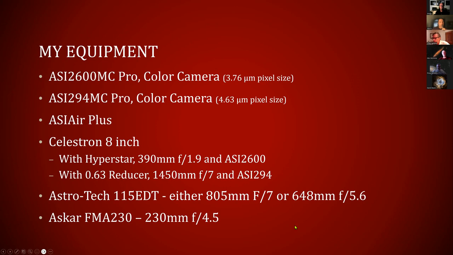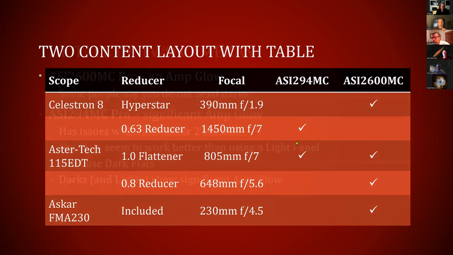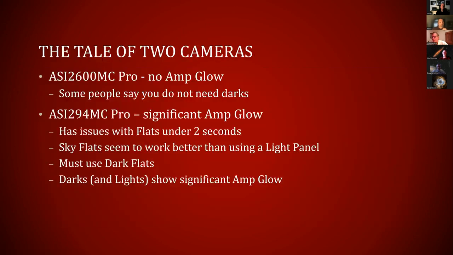One of my more recent additions was this 230 at the bottom, and I'm almost finding that the 2600 pixel size is too big for it. But I've got a variety of different setups here, and this just gets at what I was talking about, where I use the cameras on which focal lengths. You get the sense of the 294 again being on the longer focal lengths. So the tale of two cameras, really.